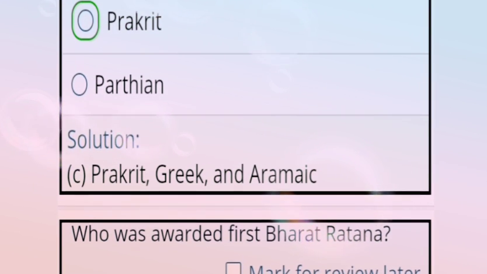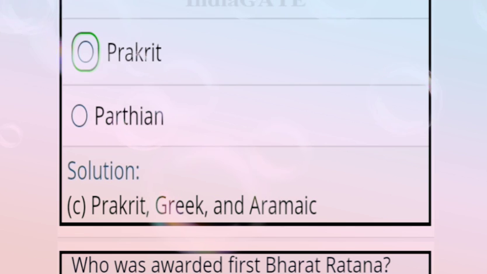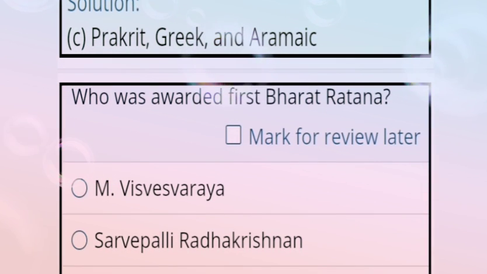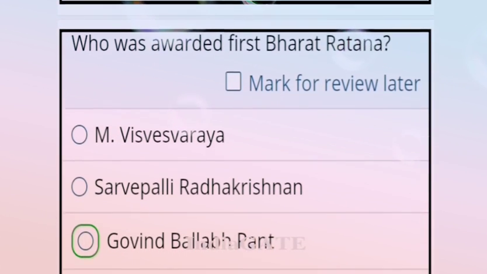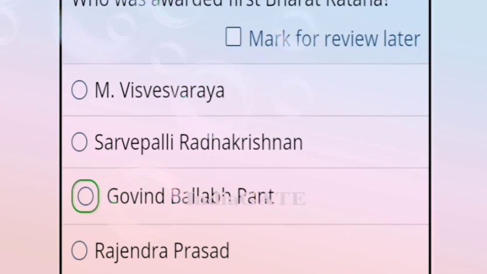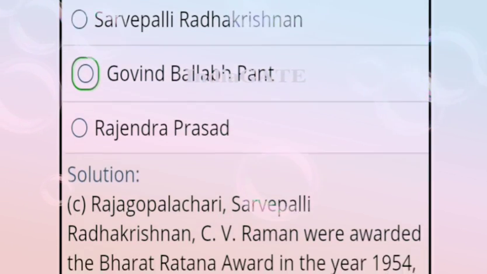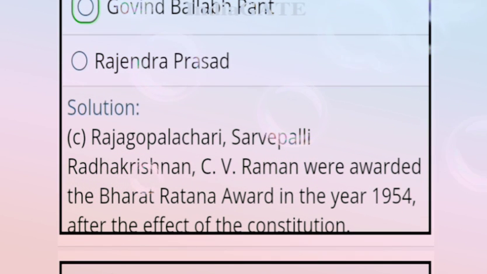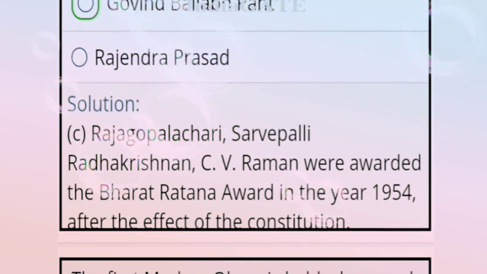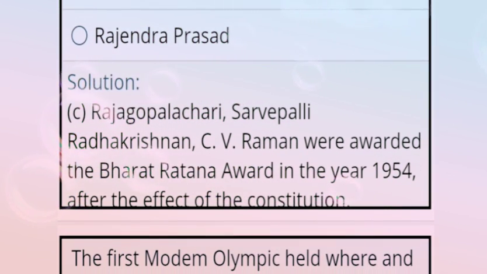Next question, here the solution: the language of the Ashoka inscriptions are Prakrit, Greek, and Aramaic. Who was awarded the first Bharat Ratna? So the correct answer for this question is option C, Govind Vallabh Pant. Next, here the solution is also given. C. Rajagopalachari, Sarvepalli Radhakrishnan, and C.V. Raman were awarded the Bharat Ratna Award in 1954 after the effect of the Constitution.